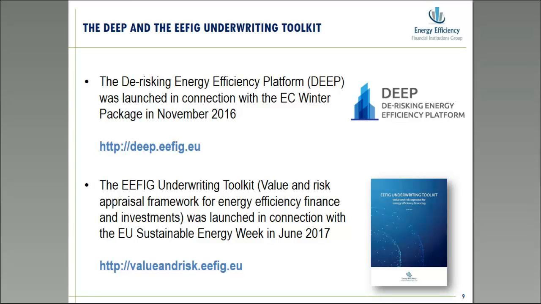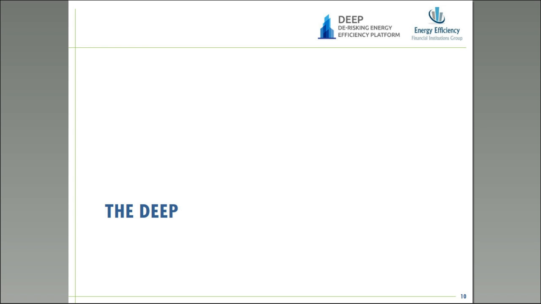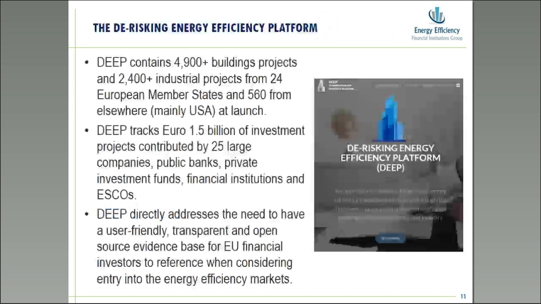Now, that's a brief introduction, and now we'll dig into the details. First, an overview of the de-risking energy efficiency platform. Currently, it contains around 4,900 buildings projects and 2,400 industry projects from the European Union. And then it contains around 500 projects from the US and a few projects from other countries.